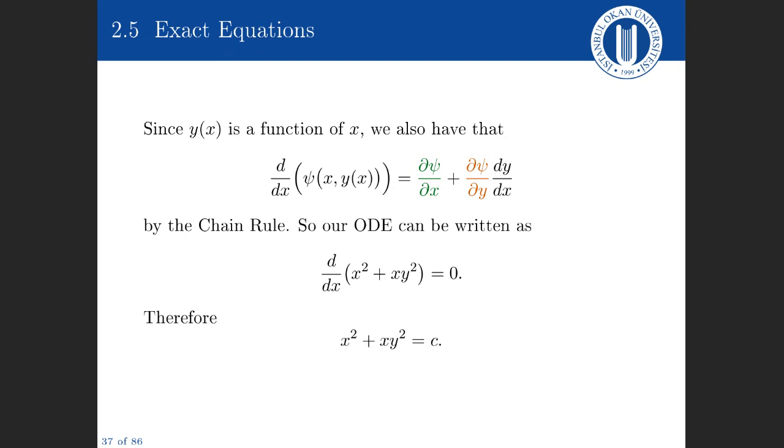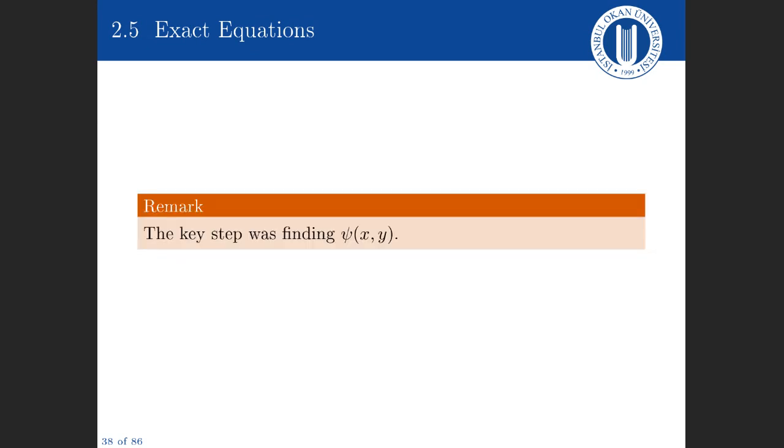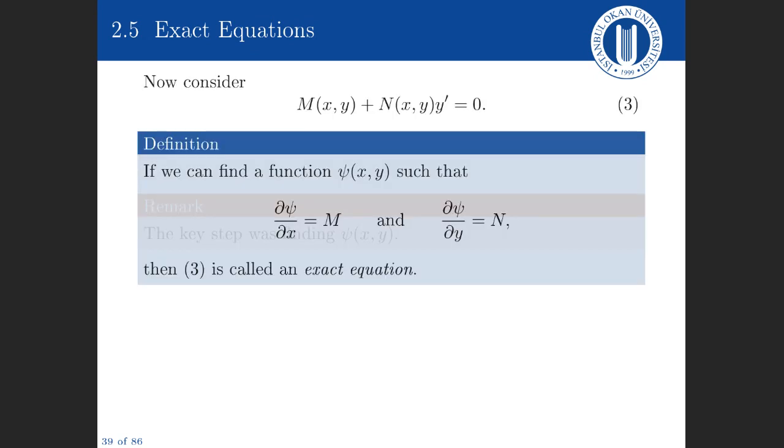And we know how to solve this. Integrate both sides. The integral of the left side is just x^2 + xy^2. The integral of 0 is just a constant. So the key step was finding this function psi. If we know psi, then we can write down the solution.